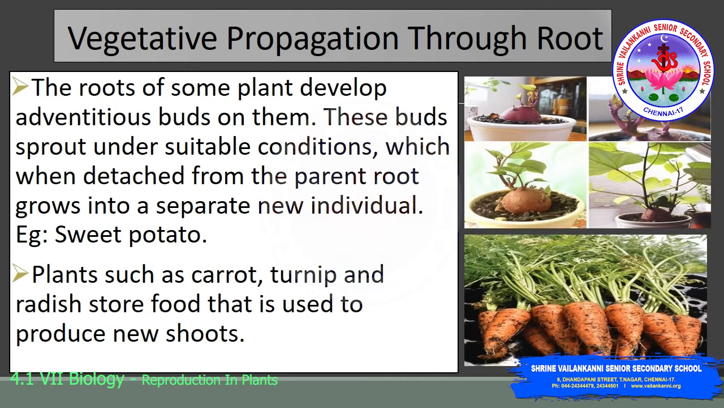Now, we shall study the vegetative propagation through roots. The roots of some plants develop adventitious buds on them. These buds sprout under suitable conditions, which when detached from the parent root grow into a separate new individual. An example is a sweet potato. While in plants such as carrot, turnip and radish, they store food that is used to produce new shoots.